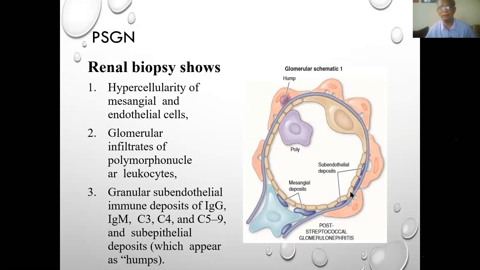You are seeing here subendothelial deposits of IgG, IgM, C3, C4, and C5 to C9, and subepithelial deposits which appear as humps. Here you are seeing the subepithelial deposit, and it will appear as a hump. So these features you will get if you do a renal biopsy.